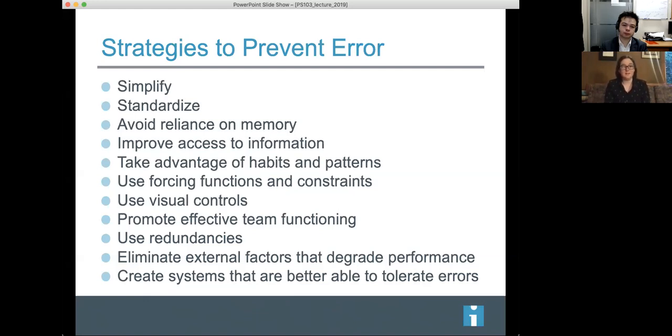One of the interesting ideas is the use of forcing functions. That's when things happen in an order to help you not forget things. If you think about it, an ATM has a forcing function. Before you can take your money, you have to take your card, so they make sure that you don't leave your card behind. And there's a lot of thought and process that has gone into that.